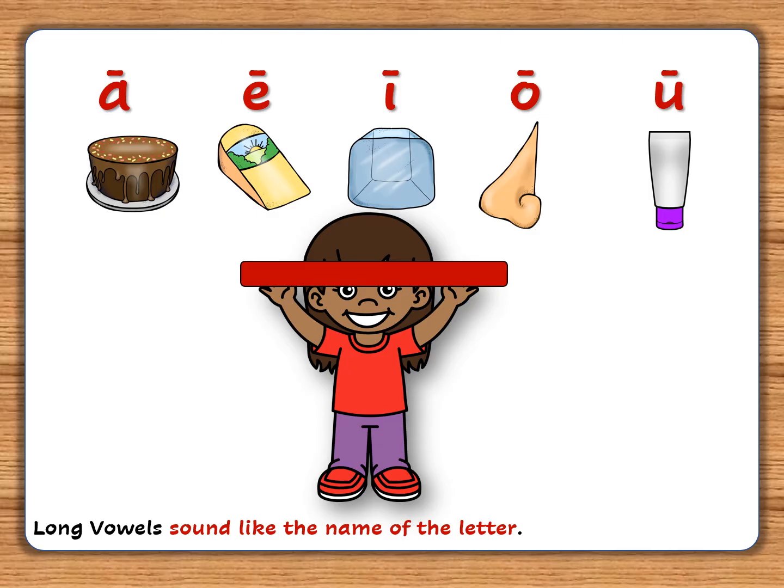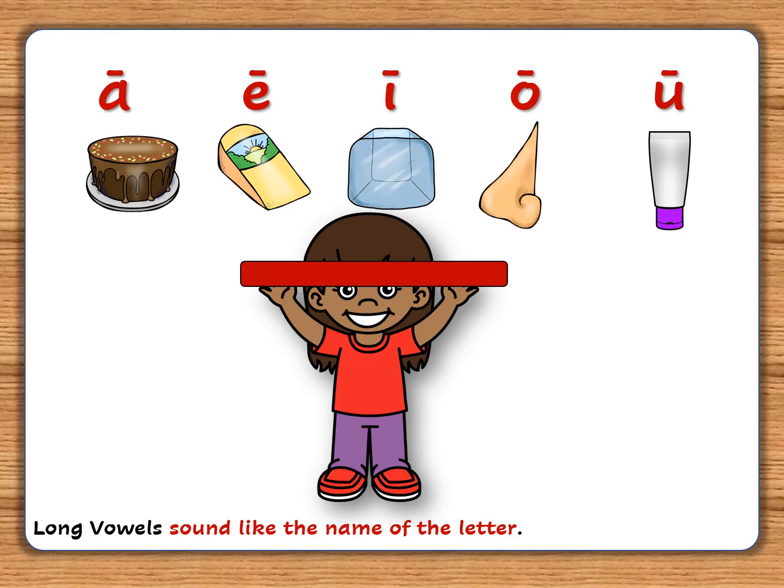The next picture is a picture of a nose. Now there's an O inside the word nose, and the O makes a long sound, and the long sound is simply saying the name of the letter. Nose.